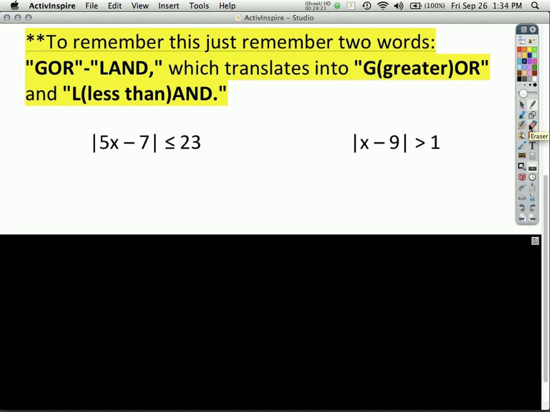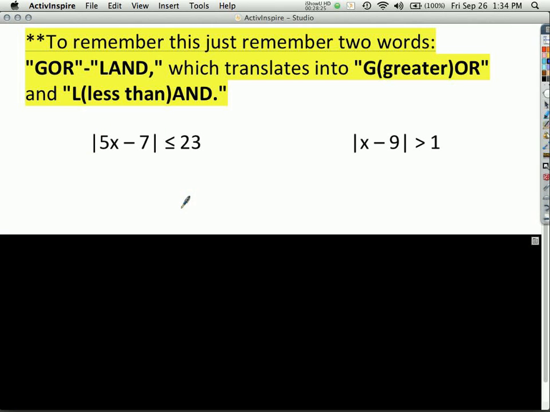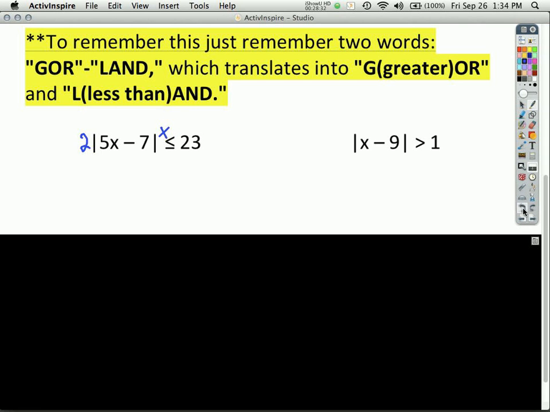When the absolute value is isolated, it's isolated here. If it wasn't isolated, we would have something like this. But we don't, so it's isolated. You already learned that at the end of chapter 1. So step 1's done. Now we're ready for Gourland.